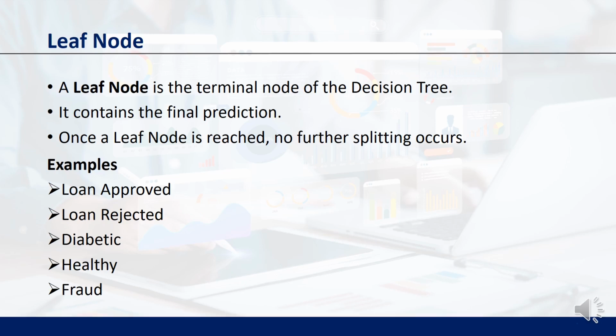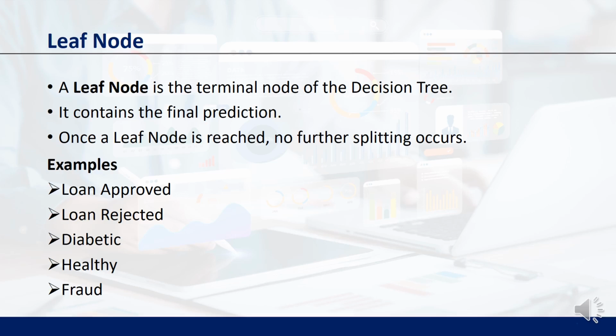Next, leaf node. Now we come to another very important component, the leaf node. A leaf node is a terminal node of a decision tree. Terminal means that there is no further splitting after this point. The leaf node contains the final prediction. For example, in a loan approval problem, a leaf node may contain loan approved or loan rejected. In a healthcare application, a leaf may contain diabetic or healthy. In fraud detection, it could be fraudulent or genuine.